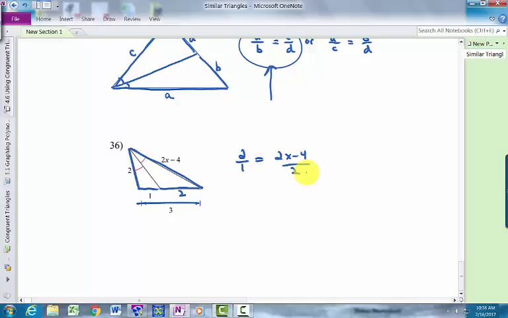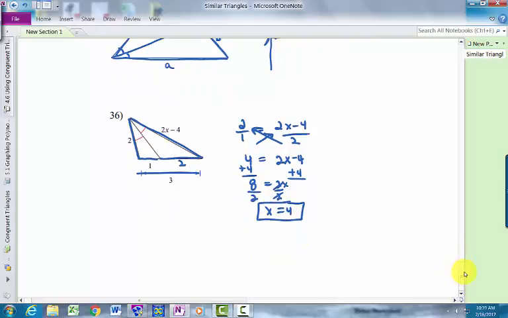Now you have your proportion set up. You can cross product. So you get 4 is equal to 1 times 2x minus 4, which is just 2x minus 4. Then we just add 4 to both sides. So it gives you 8 is equal to 2x. Divide both sides by 2. You get x is equal to 4. And there we have it.